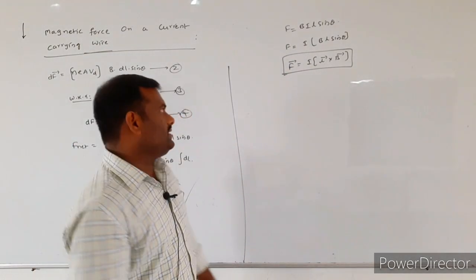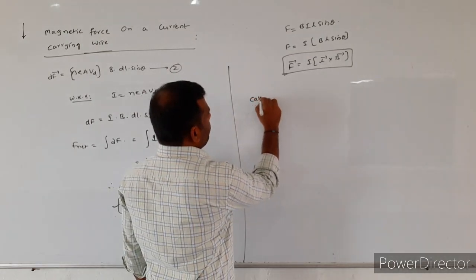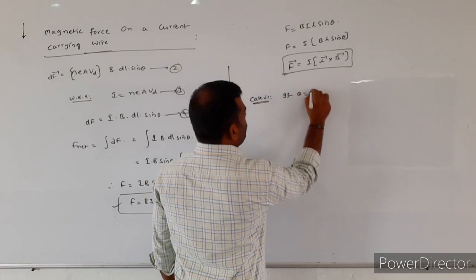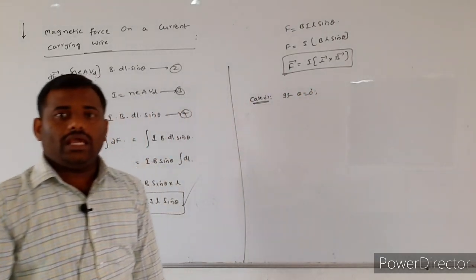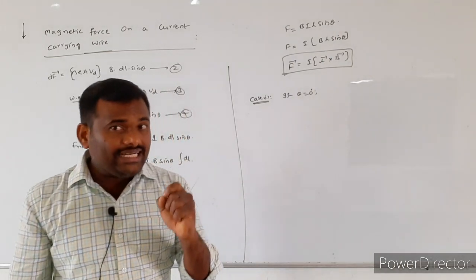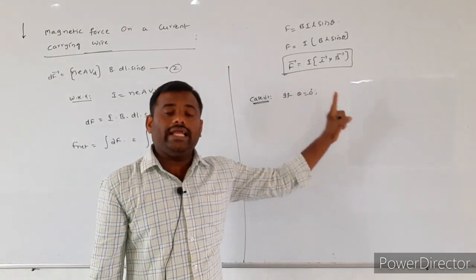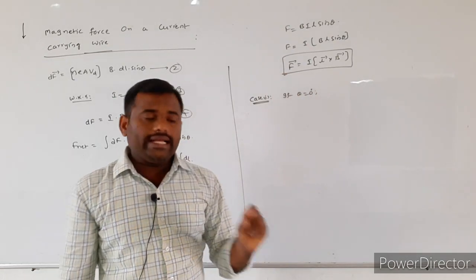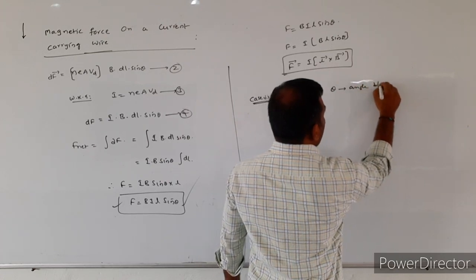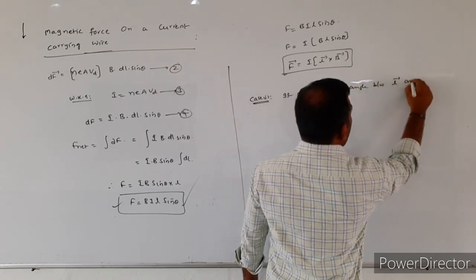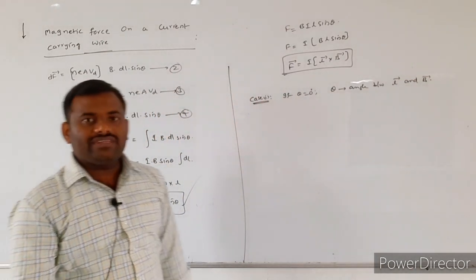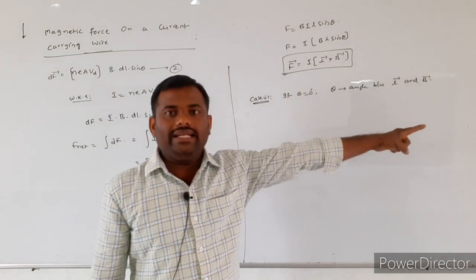We will see the cases. Case 1: if theta is equal to 0. What did I tell about theta here? Theta is the angle between L bar and B bar. Theta is indicating the angle between the length of the conductor as well as the magnetic field direction.